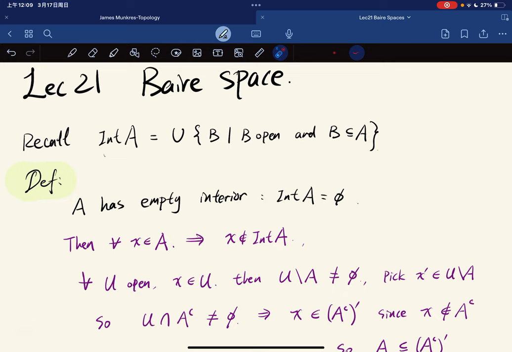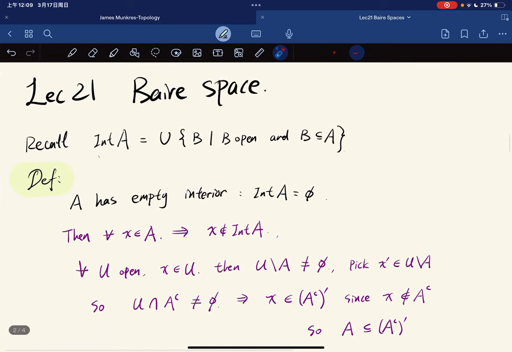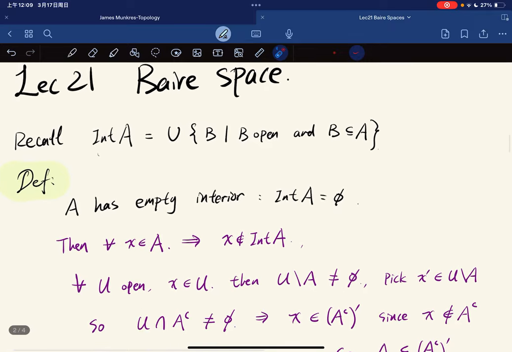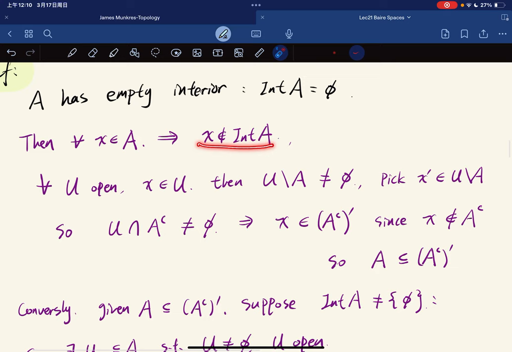A. So when we say a set has an empty interior, it means that the interior of the set is equal to the empty set. So what observations can we make from this definition? First, we know that for any x in A, x is not in the interior of A, right? So this means that for any open set U in the space that contains x, U is not a subset of A, so U minus A is not empty, right?